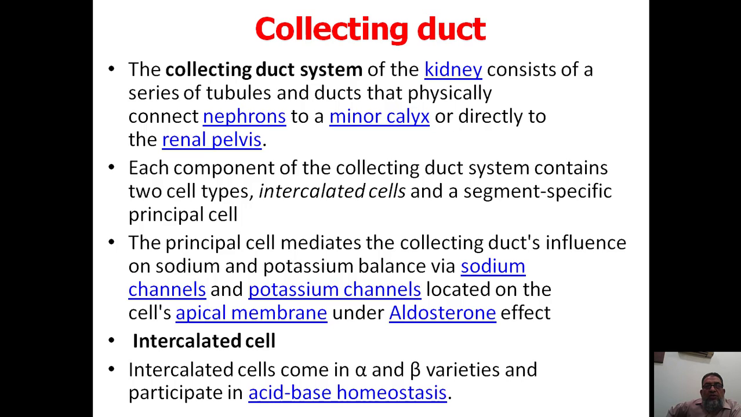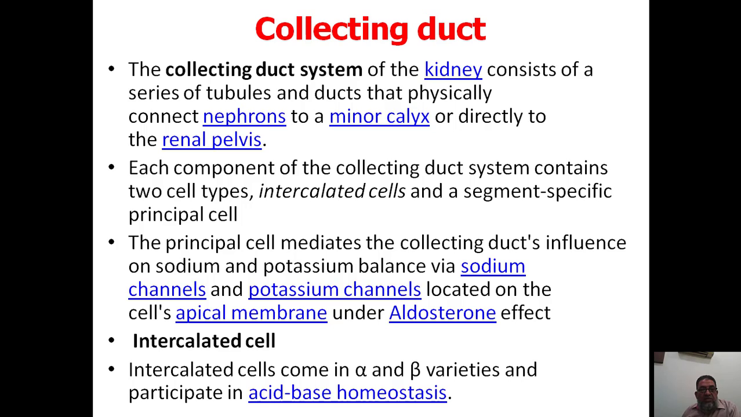So the principal cells of the collecting duct are meant for the sodium and potassium pump, because they maintain the equilibrium between sodium and potassium via the sodium and potassium channel pump. It is under the influence of the aldosterone hormone.